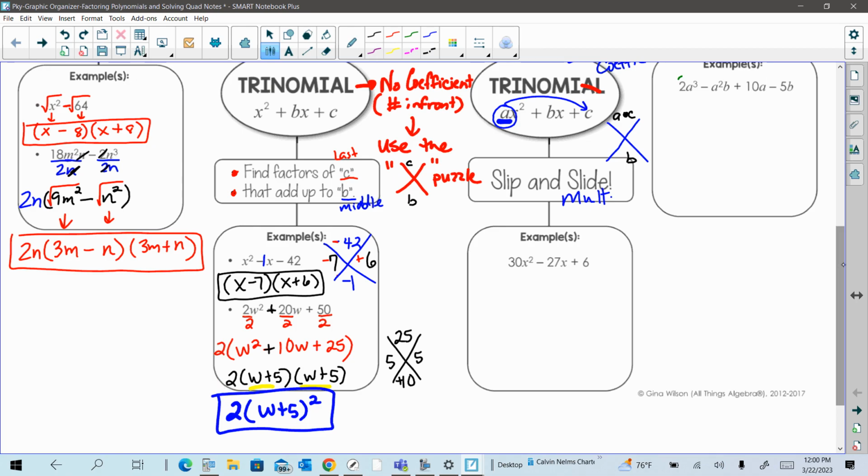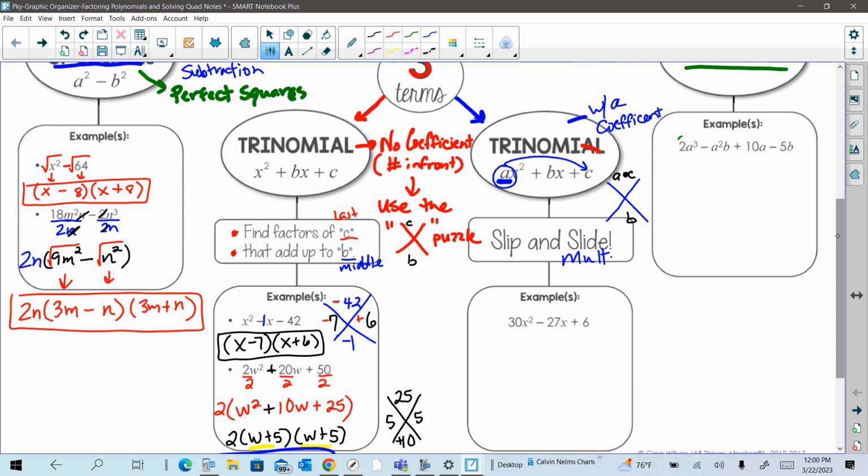Now, trinomial, 3 terms, try for 3. If I now see a coefficient, so now they're saying, look, there's a number, there's an a, there's a number that's going to be in front of this x squared. Here we didn't have an a. Then we have to remember to slide and multiply and then divide and bottom up. So we're doing a times c. So this is what this is showing here, a times c. B is still at the bottom. So we still want to check for GCF.